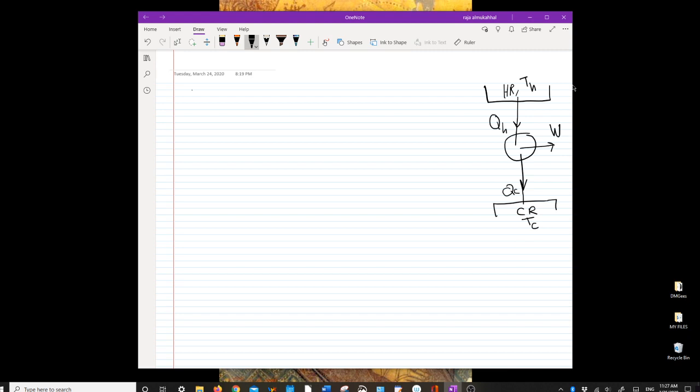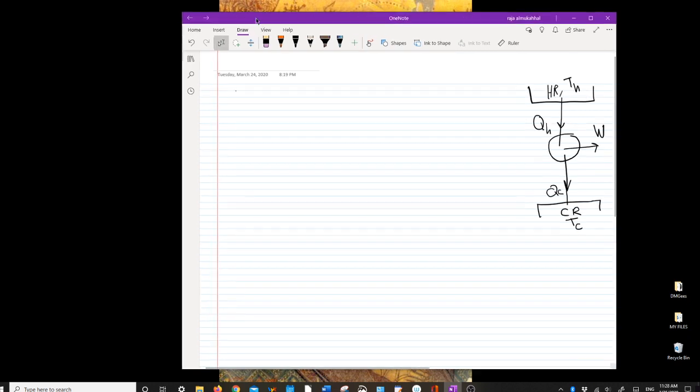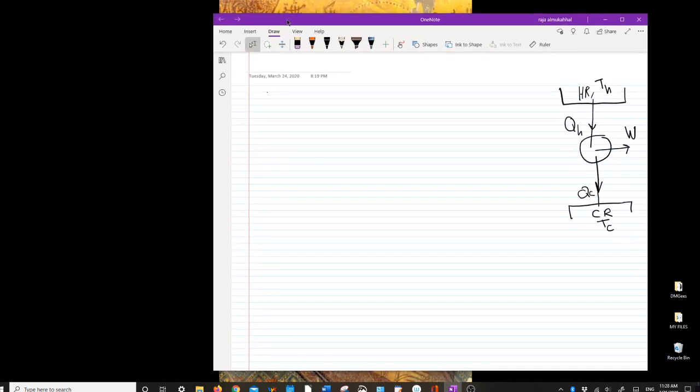So here we can say that the work, let's move it here. I am still new to this tablet and the stylus pen, so excuse me if my writing is a little bit clumsy. So we can say that the work is equal to the difference between QH and QC. Now, this is an important equation.